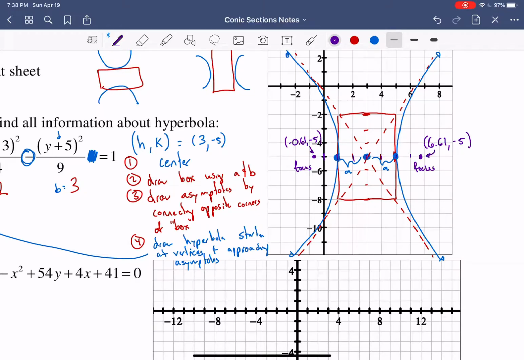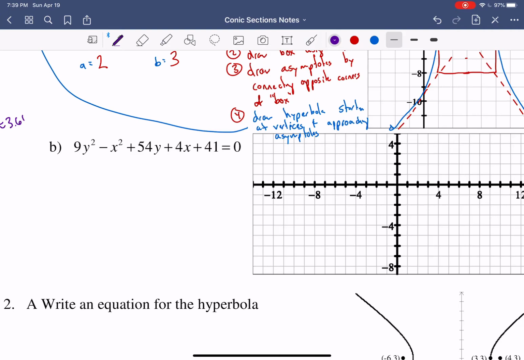All right, so that's all the steps. Graph the center, draw that box using A and B, connect the corners of the box to draw our asymptote. Step 4 is to draw the hyperbola, being careful of which way it opens because of where the positive and the negative are. Drawing it so that it touches the box, but also touches the asymptotes. And then step 5 is the most difficult because you have to use the Pythagorean theorem, is to find the two foci.